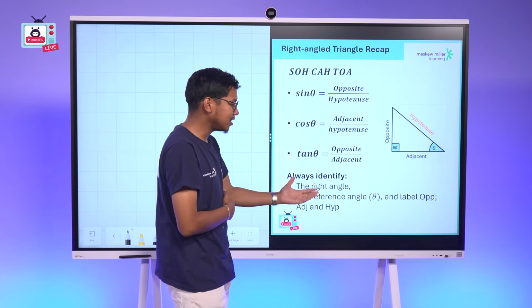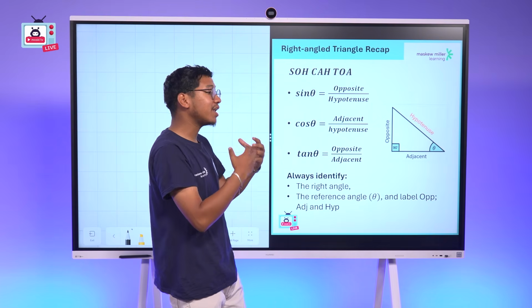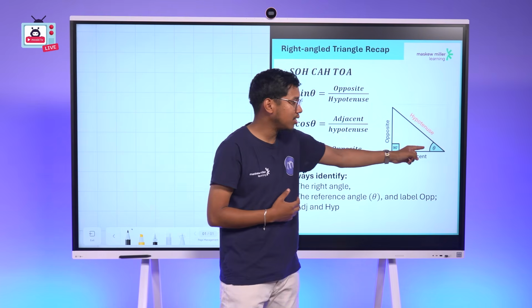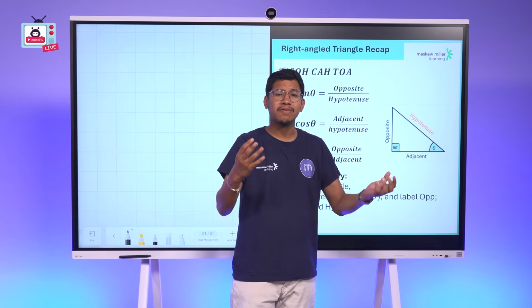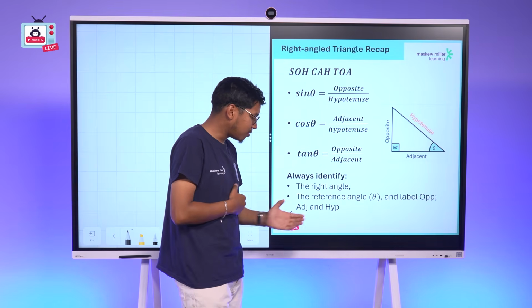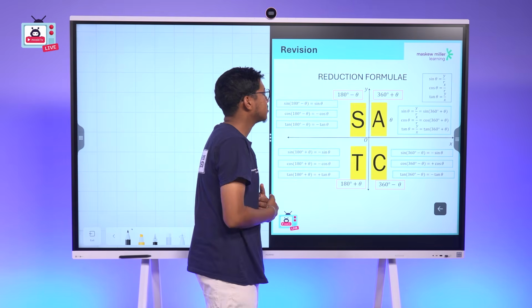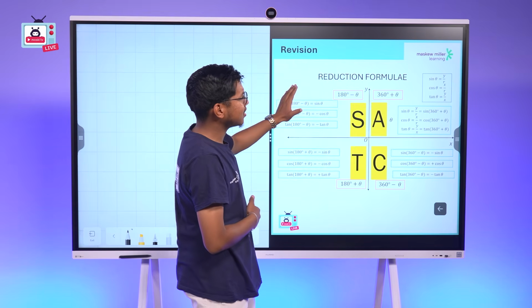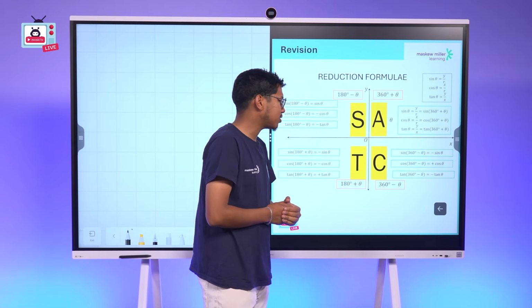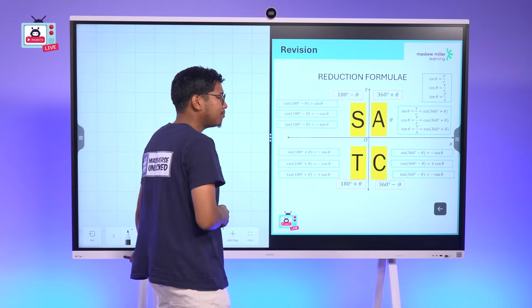We need to always identify the right angle in my triangle, and I must always use the reference angle. In this case, it is theta. It can be beta, it can be alpha, it can even be x, okay? We need to also differentiate between the adjacent side and the hypotenuse side as well. So this looks like a lot of information, but don't worry, there is just something very simple that you need to know, and I'm going to try to keep it on the screen.